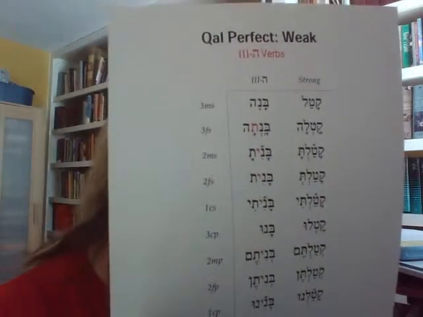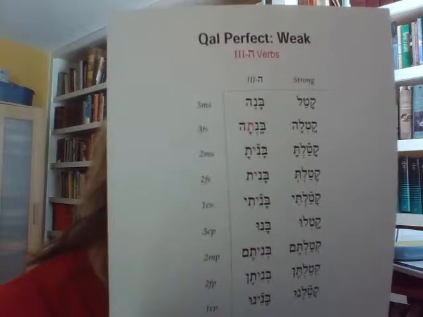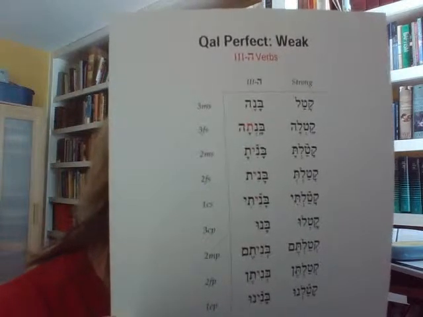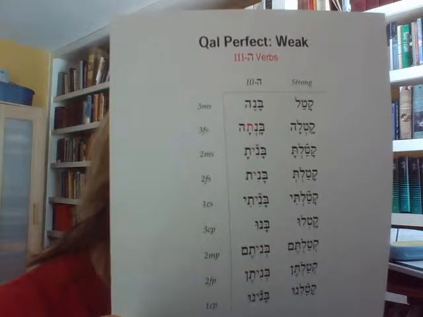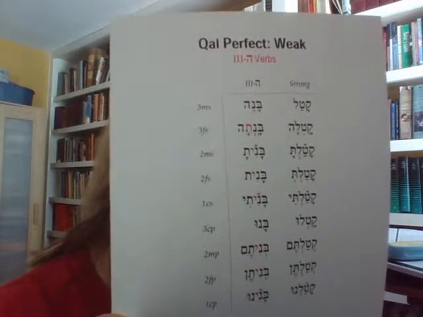The hay in the third masculine form is not the third root consonant, but a vowel letter used for the final vowel of this form. Note the ta in the third feminine singular form. This ta will distinguish the third feminine singular from the third masculine singular.